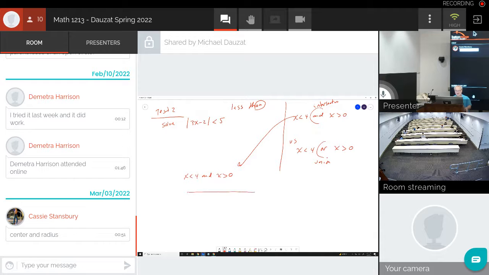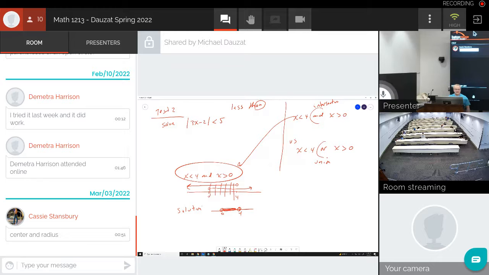If I graph x is less than 4, here's 4, and that's going to be an open circle going to the left. And if I do x is greater than 0, here's 0, and there's going to be an open circle going to the right. What are the solutions to that original compound inequality? Where those two graphs intersect. That's the solution. So the solution will be this graph: 0, 4, open circles, and shading everything between them. That's the solution in terms of a graph.